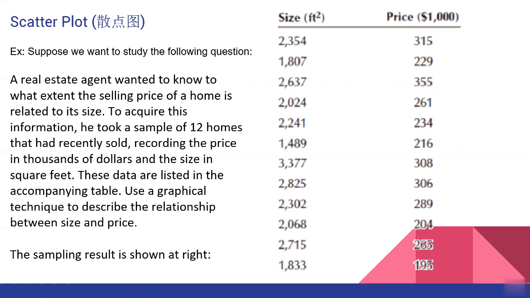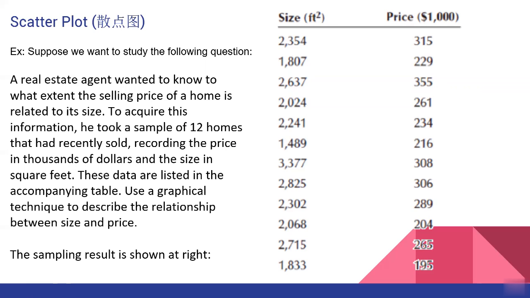The example is that suppose we want to study the following question. A real estate agent wanted to know to what extent the selling price of a home is related to its size. To acquire this information, he took a sample of 12 homes that had recently sold, recording the price in thousands of dollars and the size in square feet. These data are listed in the table. Use a graphical technique to describe the relationship between size and price. The sampling result is shown at the right.